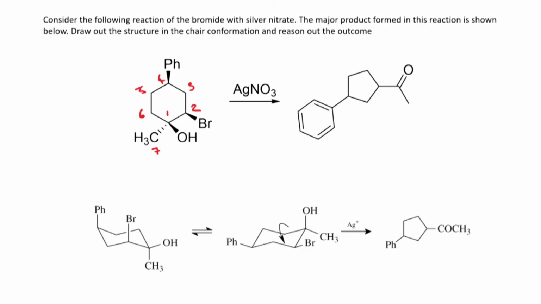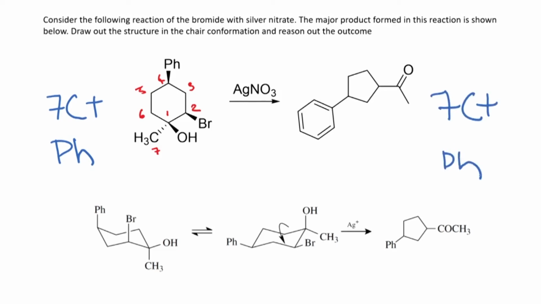If I number the carbons here, I have 6 carbons in the ring and 1 methyl group. So there are 7 carbons plus a phenyl ring. On the right, if I see, there are 5 carbons here, 6 and 7. So there are 7 carbons and there is a phenyl ring. So clearly the bromide is gone and the C-OH has now become a C double bond O of some sort.